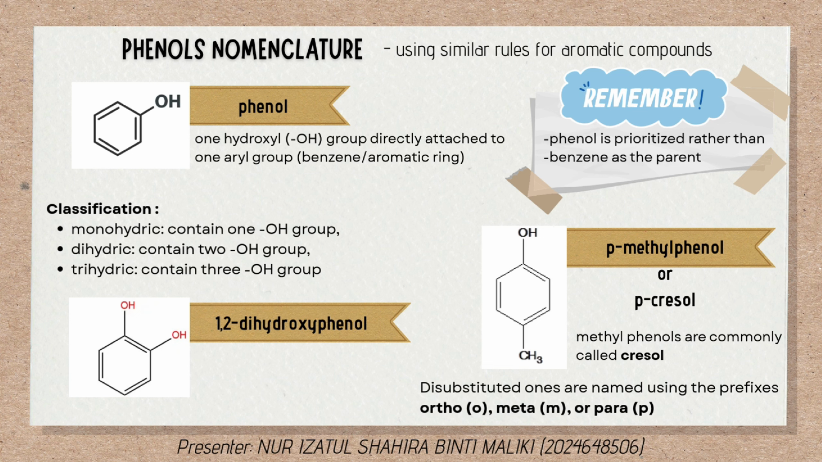In addition, disubstituted organic compounds can be named using prefixes such as ortho when the substituents are at carbon number 1 and 2, meta at carbon 1 and 3, and para at carbon 1 and 4. In this case, there are two different substituents attached to the benzene ring, which are one hydroxy group at carbon number 1 and one methyl group at carbon number 4, which turns out to be para-methylphenol, or commonly known as para-cresol.